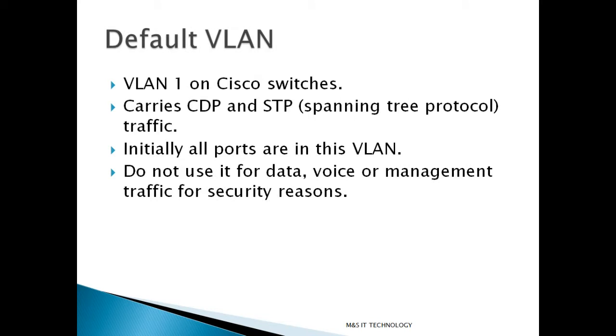Default VLAN. VLAN 1 on Cisco switches. Carries CDP and STP, spanning tree protocol, traffic. Initially all ports are in this VLAN. Do not use it for data, voice or management traffic for security reasons.